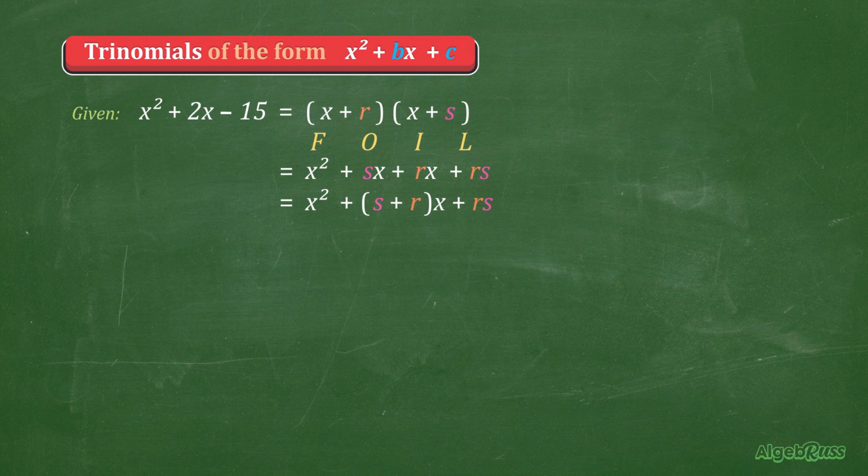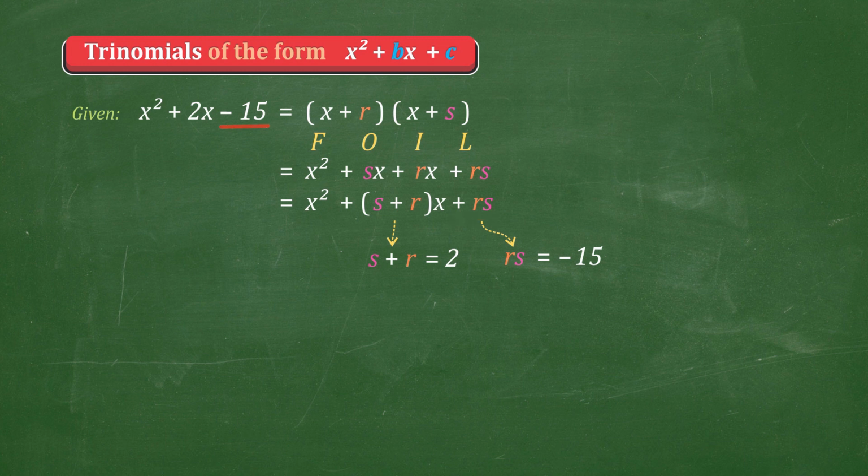We of course should know that they are supposed to be equal. Thus, we can look at each term. The leading term x² here is obviously equal to x² here. No surprise there. The middle term 2x here should be equal to the quantity s plus r times x. From that, we can therefore say that the quantity s plus r should be equal to 2. And finally, comparing the last terms, we can say that product rs here should be equal to the constant negative 15 here.